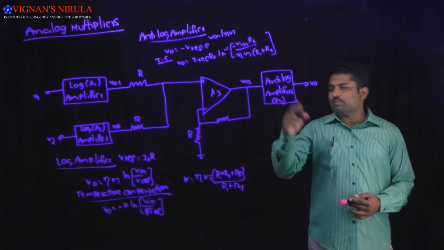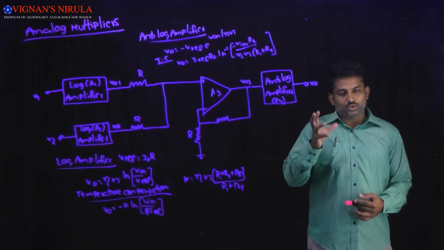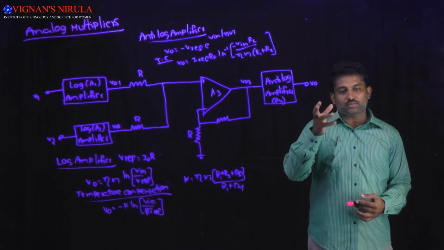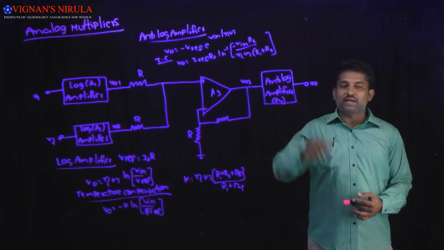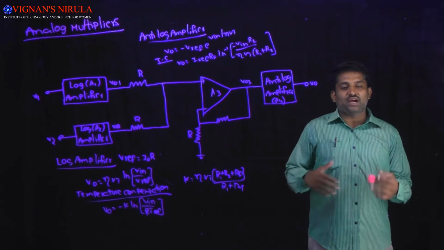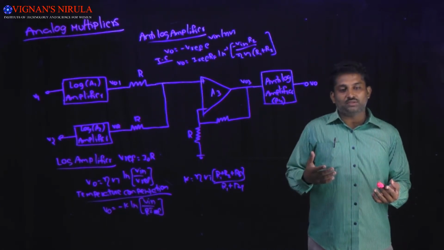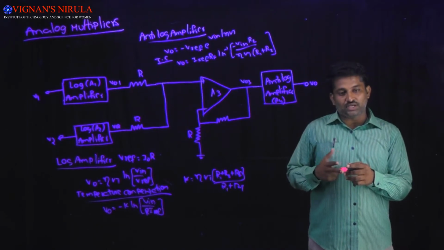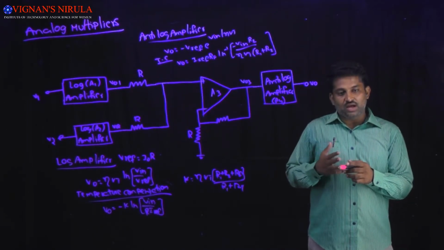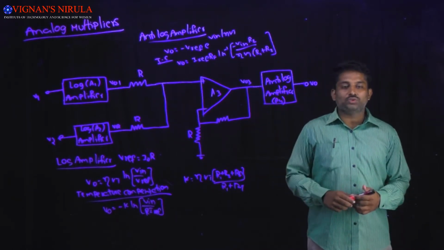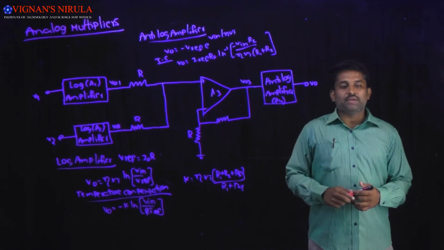The analog multiplier is the circuit which produces an output voltage which is nothing but the product of two input voltages. These multipliers are used in a variety of applications like voltage divider, squaring of the input signal, RMS detector, phase detector, etc. Here I am going to show you the analog multiplier circuit.